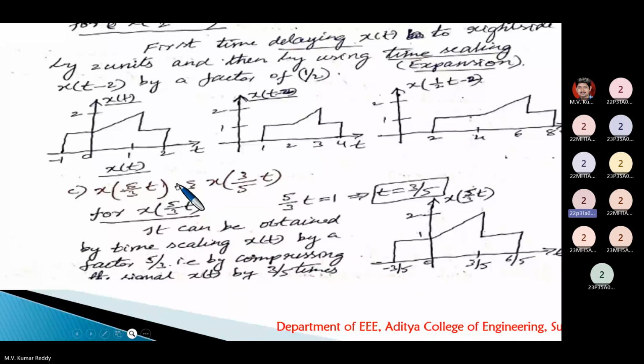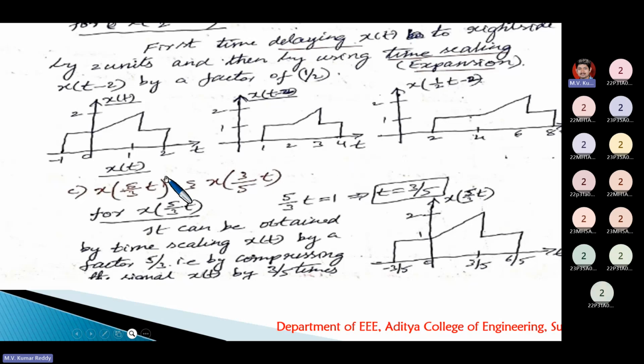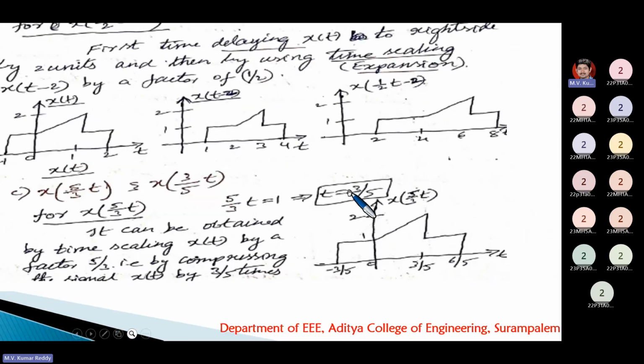So 5 by 3 t is equal to 1. Now what is the value of t? 3 by 5. Okay, so see here, t is equal to 3 by 5.